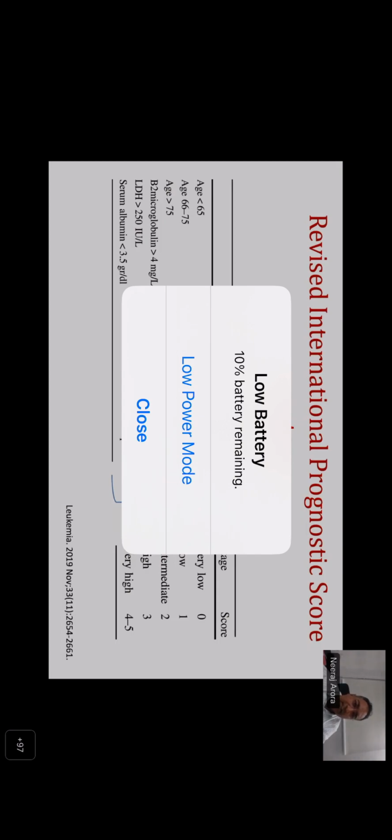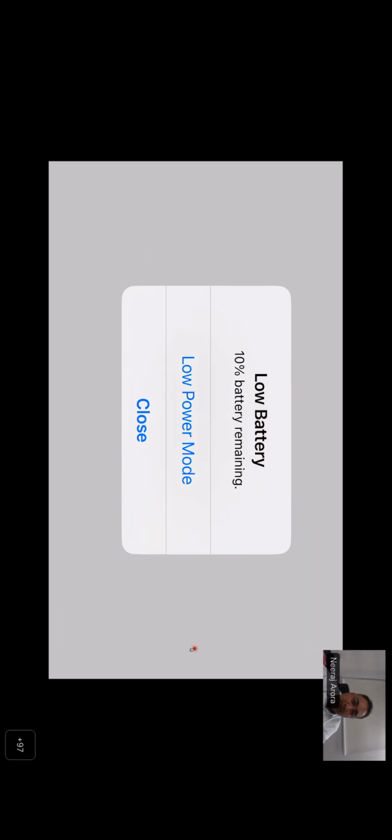There is a revised IPSSWM score where there are 3 or 4 markers which are taken into account, where age more than 75 seems to be the most important point, where elderly, they do badly. Then you have beta 2 microglobulin, LDH, and serum albumin. Then you can prognosticate your Waldenström as per these criteria. Next slide. So we come to question 6.